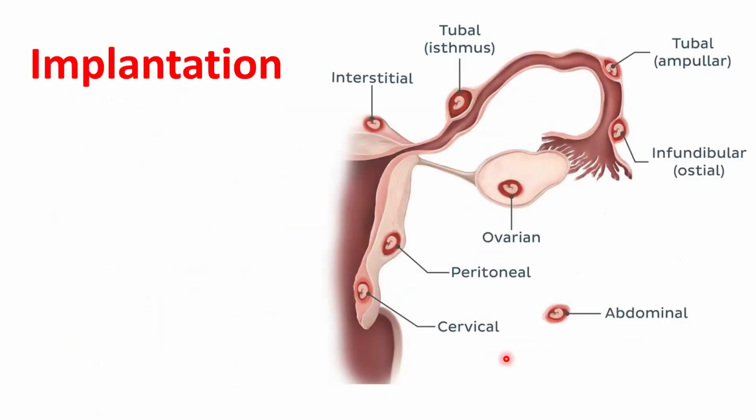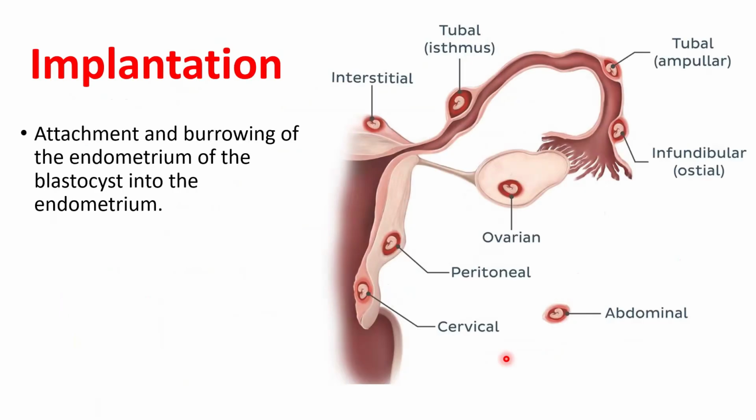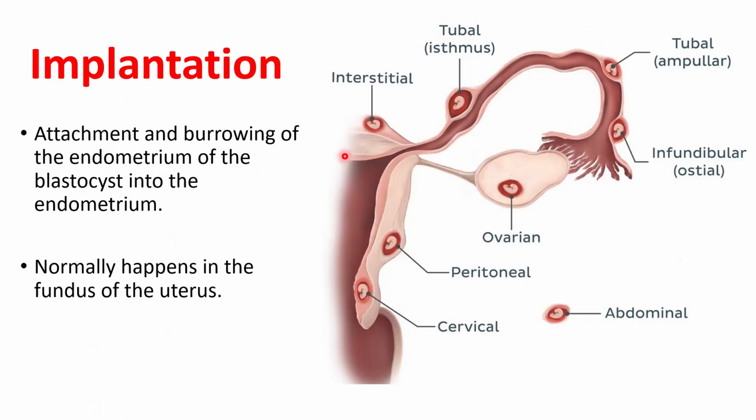So we can start with implantation. Remember, implantation is attachment and burrowing into the endometrium. The endometrium is the innermost layer of the uterus. The uterus has three layers: endometrium, myometrium, and perimetrium. So attachment and burrowing of the blastocyst into the endometrium is known as implantation. It normally happens in the fundus of the uterus, on the posterior aspect of the fundus. That's where it normally happens.